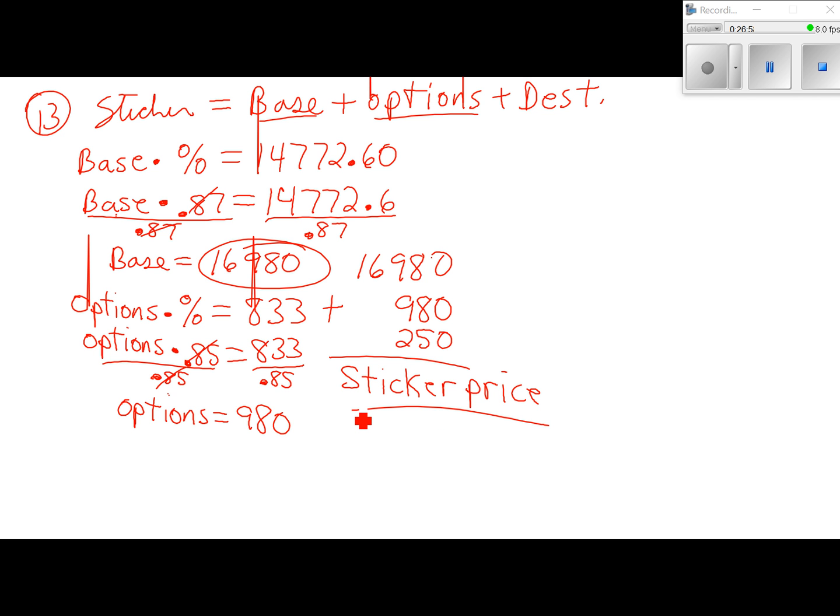14, sort of the same thing. I think there's an extra step in 14, but it's basically the same thing.